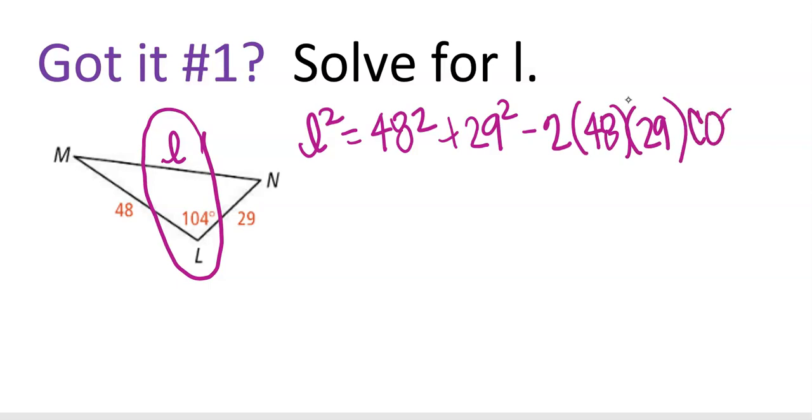And then it's cosine of the angle that goes with L, which is 104. Okay, that's how I do it every time. I don't look at the formula. I don't pay attention to where they go. The only ones I'm really concerned with are these two. First one, last one. The side goes here, the angle goes there.